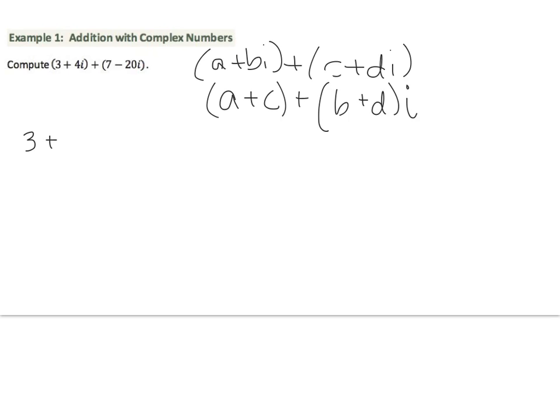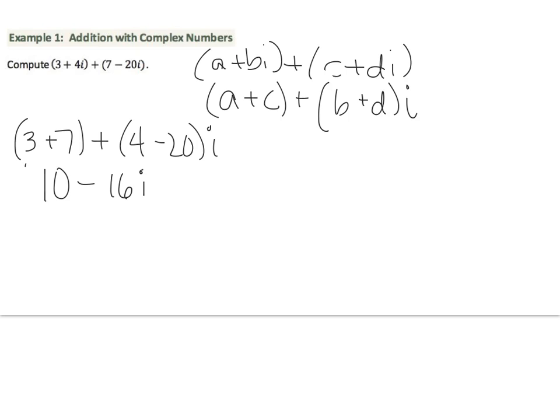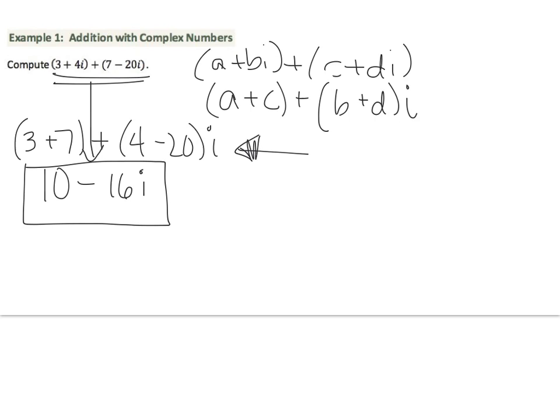That gives me 3 plus 7 plus 4 minus 20i. So 3 plus 7 is 10, 4 minus 20 is negative 16i. And there's our final answer. Now obviously you don't have to break each problem into that much detail. Most of us could get from here to there without writing that middle step, and that's totally fine.